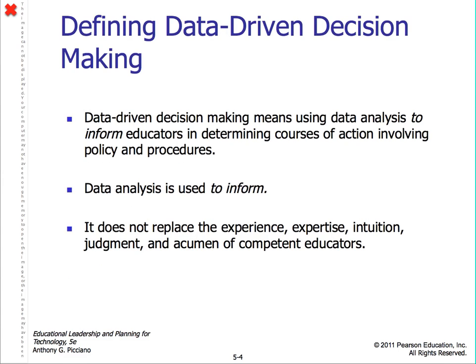Data decision making simply means using data analysis to inform educators in determining courses of action involving policies and procedures. And the key word there is inform. That's why it's italicized. We want to be able to inform people more than use it solely for decision making. And we have to inform people so that they can become part of the system that we use to make decisions, and we get their input, and so forth.